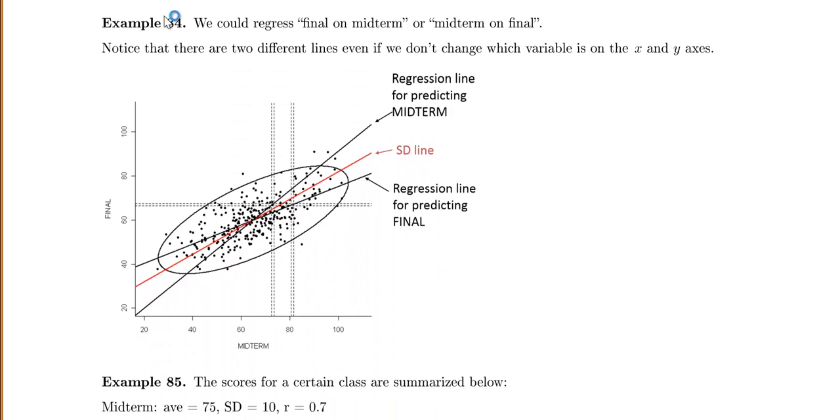Or in example 84, instead of doing two different graphs and actually switching which variable went on the x and y axis, you could regress the other way. So you can do a regression line for predicting the midterm from the final grade, or you can do your regression line for predicting the final from the midterm. So notice you have two different lines. Isn't that interesting? If you are trying to predict the two different variables, your lines change. Also, you have this standard deviation line that we don't really care about much, and that's kind of in the middle.